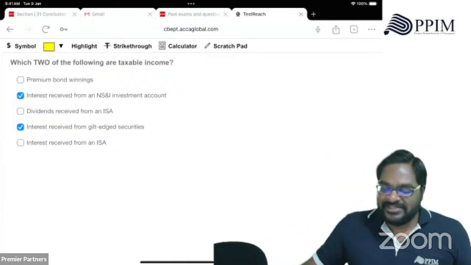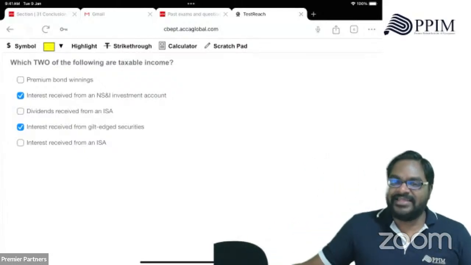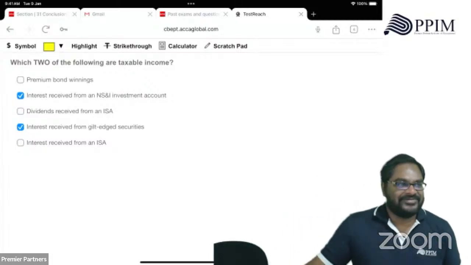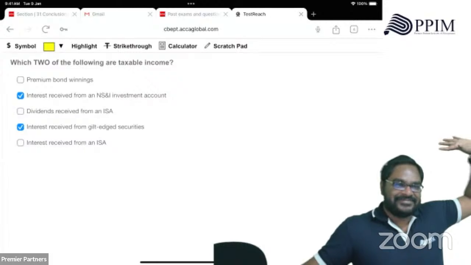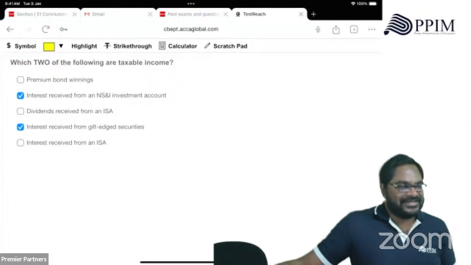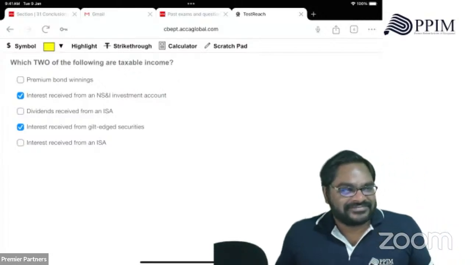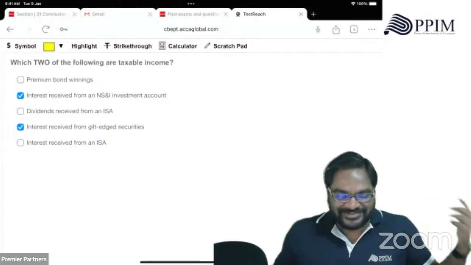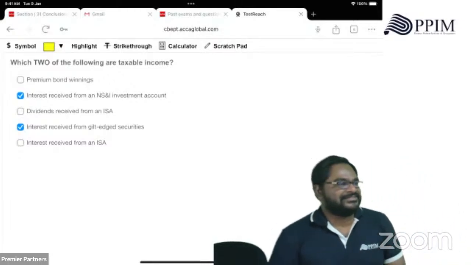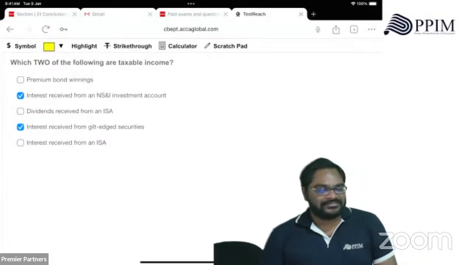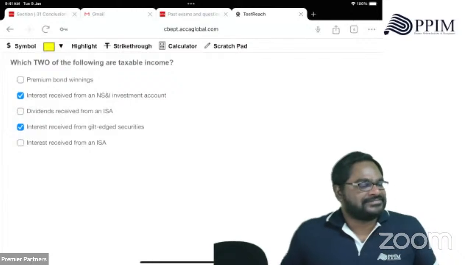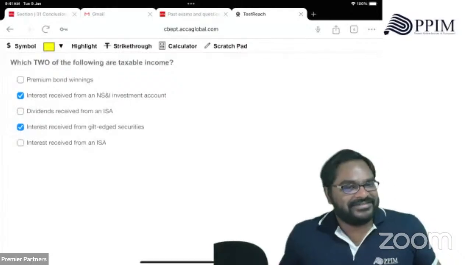Second one, interest received from NS&I investment account. Taxable. Who says taxable? Who says exempted? Okay, Imad, Shan, Fadil, what do you guys say? It's exempted. Okay. Which one also you don't know? Second option. Is it taxable or exempted? Taxable. Shan? Imad?